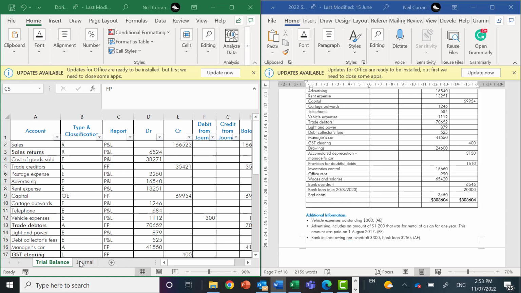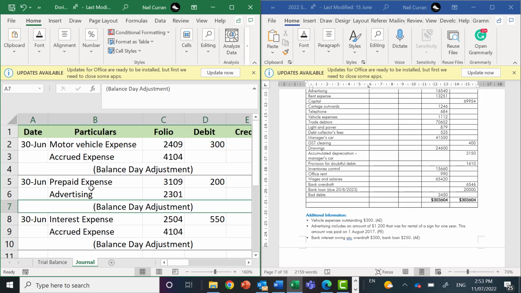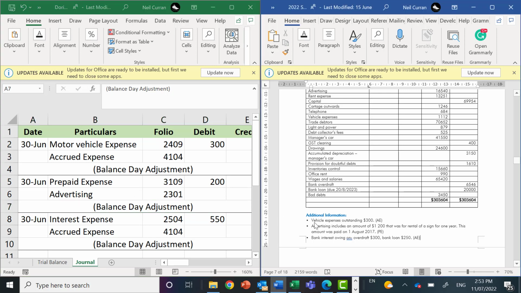The next thing you'll have in your pro forma template is your journals. So step number 4 is to complete all of your journals. In other words, you will have 3 journals in here because we've got 3 pieces of additional information. With accrued expense, you need to work out what type of expense you are actually accruing. In this case, it is a motor vehicle expense.